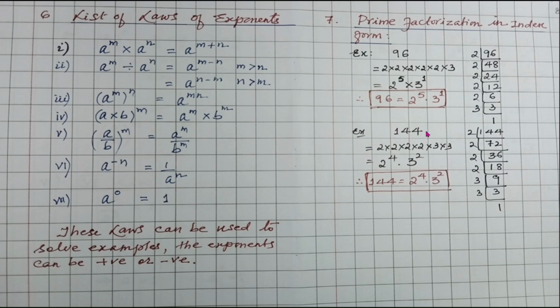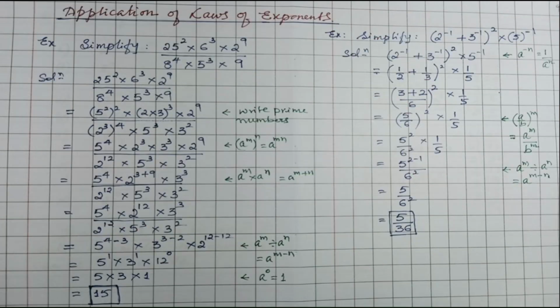144. The prime factorization of 144 is, divide 144 by the prime factor 2. 2 72s are 144, 2 36s are 72, 2 18s are 36, 2 9s are 18, 3 3s are 9, 3 1s are 3. So we got 1 2 3 4 2s. So 2 raised to 4 into 3 raised to 2. Therefore the prime factorization of 144 is 2 raised to 4 into 3 raised to 2.